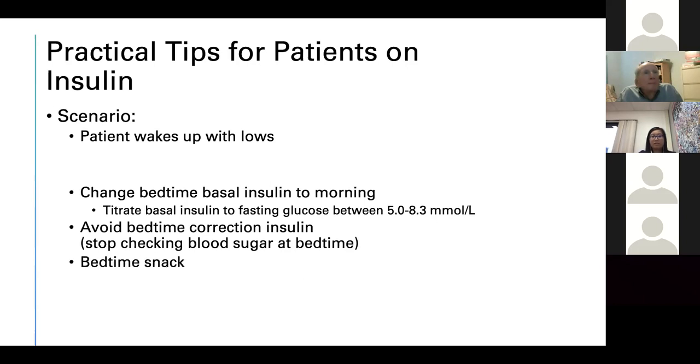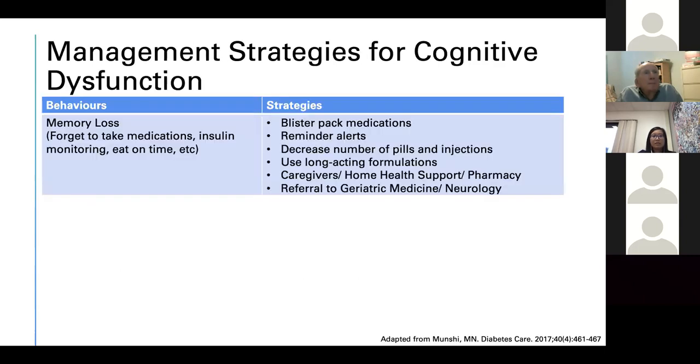And then some patients may require a bedtime snack. In terms of management strategies for patients with cognitive dysfunction, so if they have memory loss, such as forgetting to take their medications or forgetting to monitor their insulin or eat on time, blister packing their oral medications can be quite helpful. Setting reminder alerts, so some patients can set alarms on their flip phones or on their clocks on when to take medications.